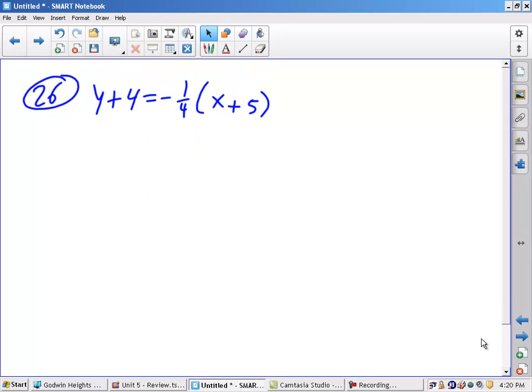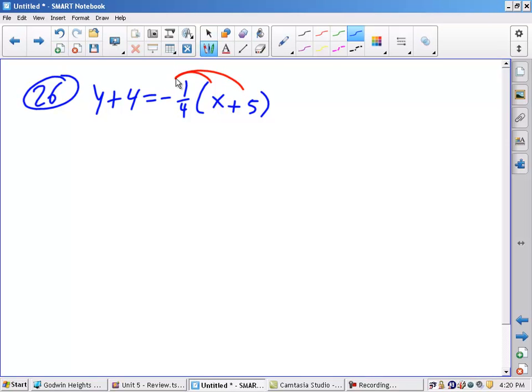I think it's always easier when you need to graph something, because we do need to graph this, that you should try to get it in slope-intercept form, so get y by itself. So I'm not going to actually show you how to graph this, but I am going to show you how to get it in slope-intercept form, which then makes it much, much easier to graph. So what I need to do is distribute this negative 1/4 to the x and the 5.